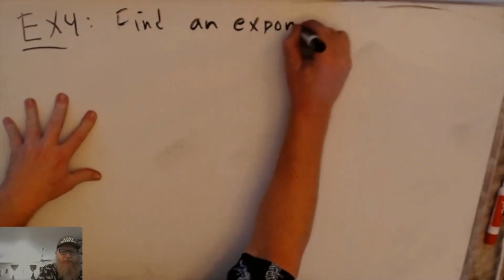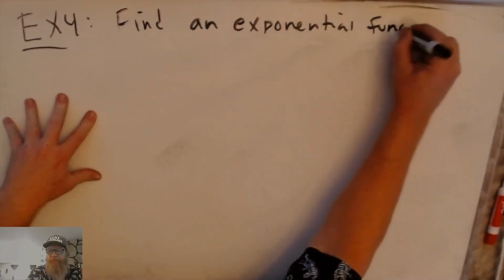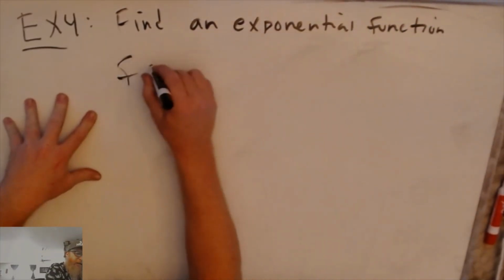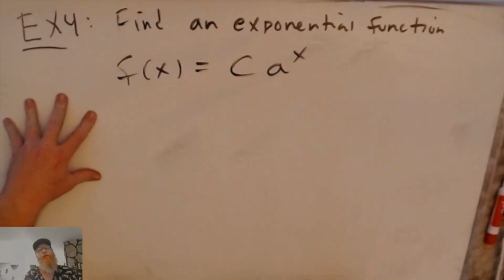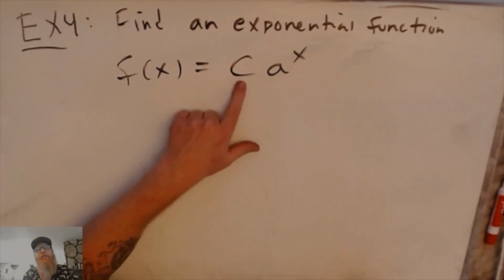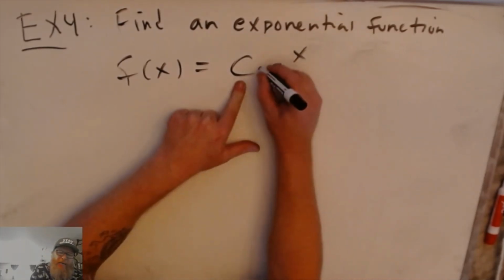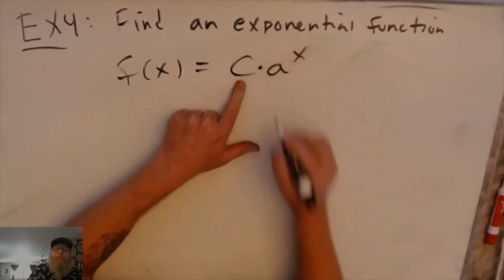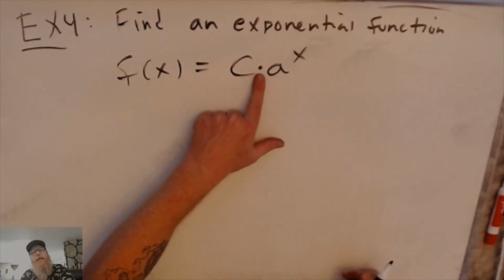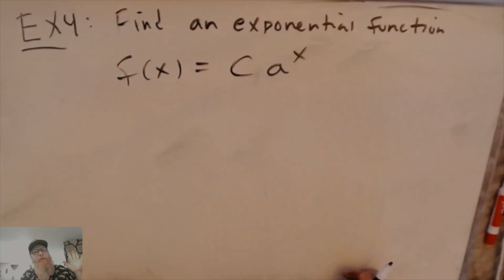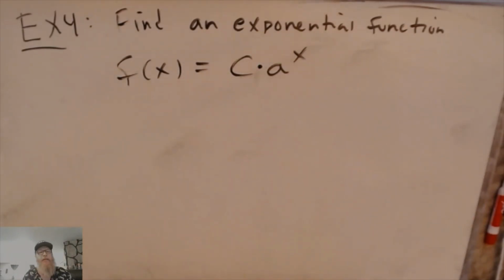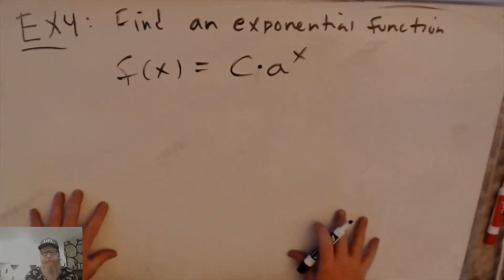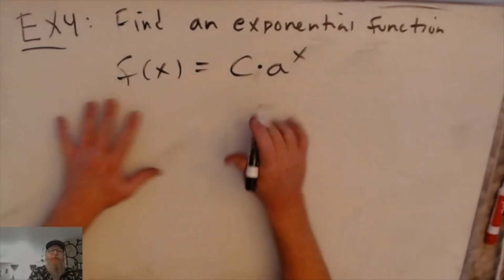Find an exponential function f of x equals c times a to the x. So I'm adding in a constant, c. And just to be clear, I'm going to put a multiplication dot in between, although oftentimes we omit that dot because we can. But if you want to be absolutely clear, you can put the multiplication dot so that there's no ambiguity there.